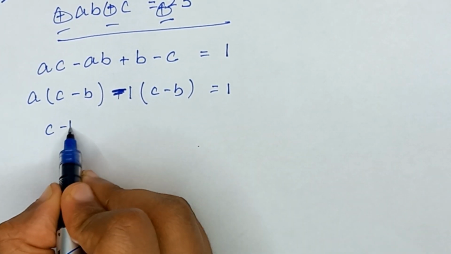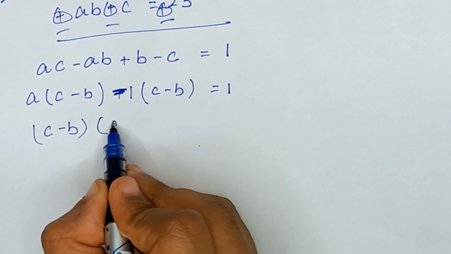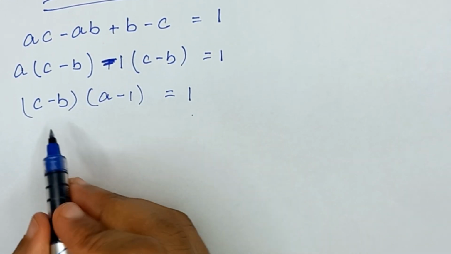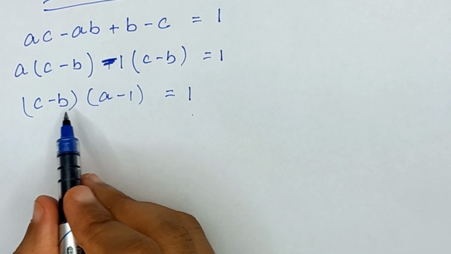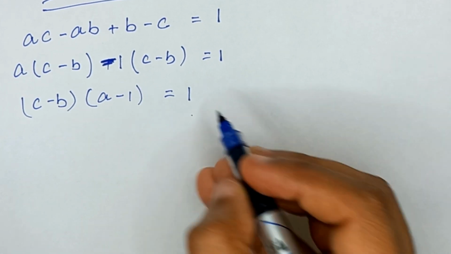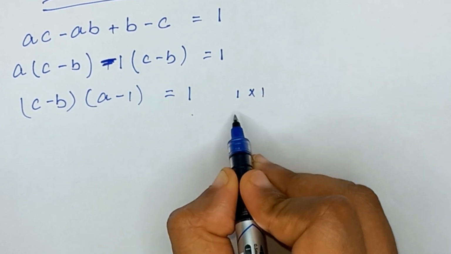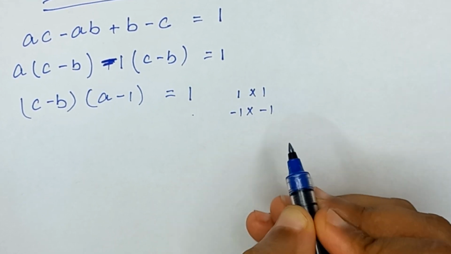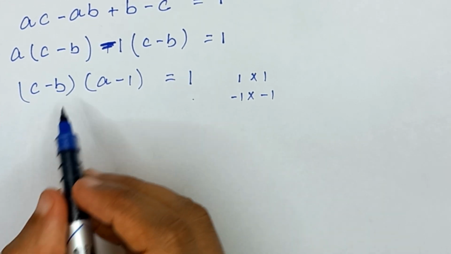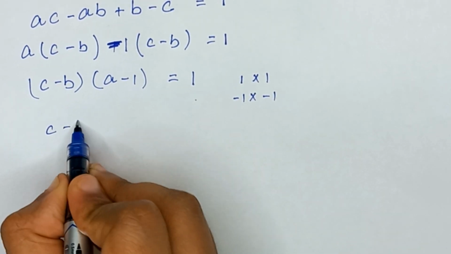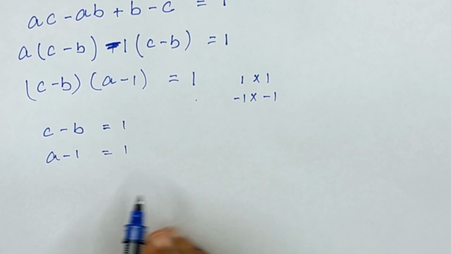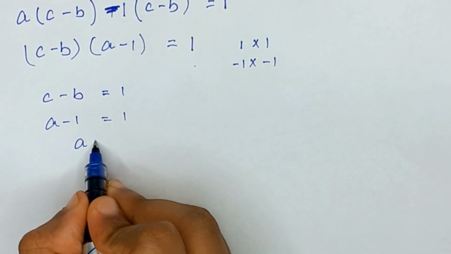C minus B is a common factor in both terms, so it will be C minus B times A minus 1 is equal to 1. Now you can see that on the left hand side we have a product of two factors, and on the right hand side we have 1. So 1 can be written as 1 times 1 and also negative 1 times negative 1. That means we have two cases here: C minus B is equal to 1 and A minus 1 is equal to 1 also. So from here A will be equal to 2.